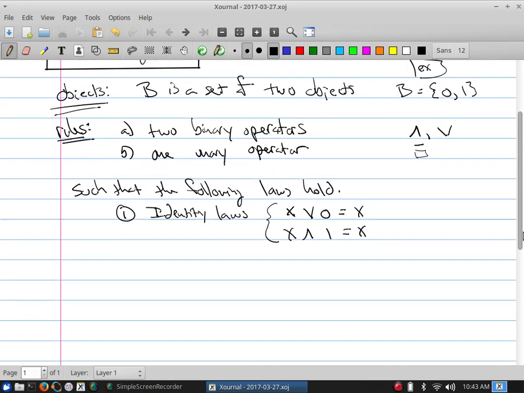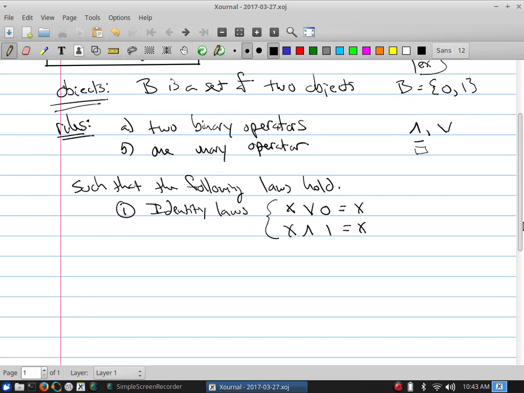All right, first off, how many objects do we have in a Boolean algebra? Two. How many binary operators are there? Two. So what are we saying? The identity laws say this. One of the objects is the identity of one of the operators. The other object is the identity of the other operator. Right? So we only have two objects, we only have two operators, so we're just going to pair them off. We are going to say that the V with 0 does nothing. The bridge with 1 does nothing.